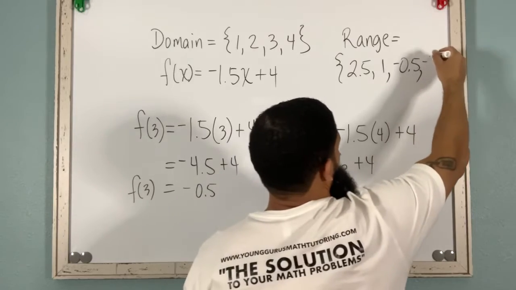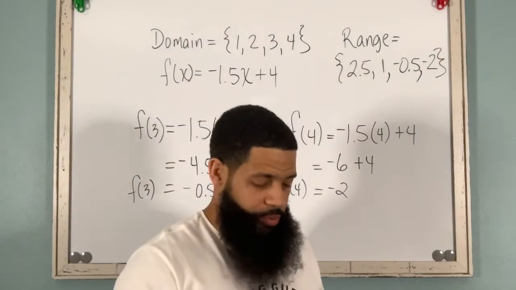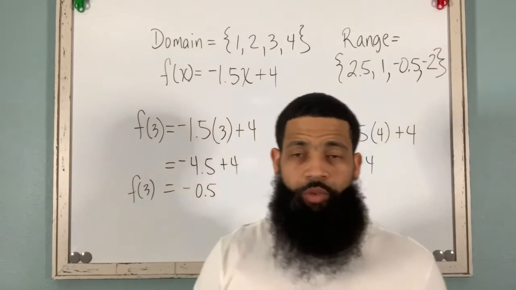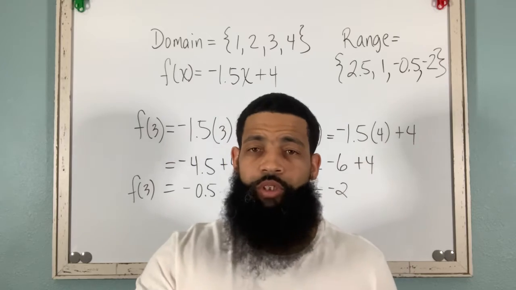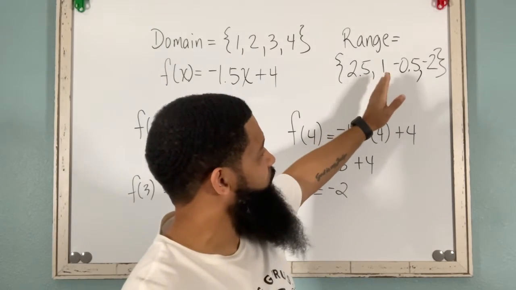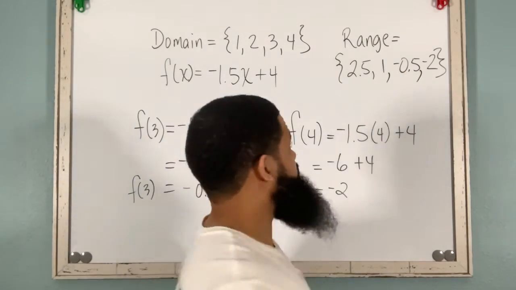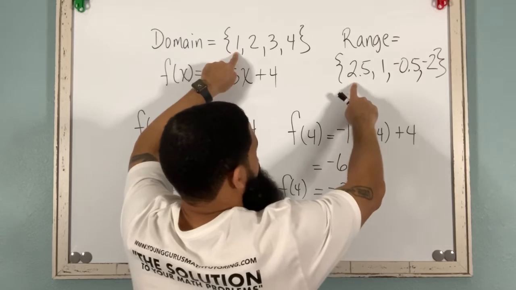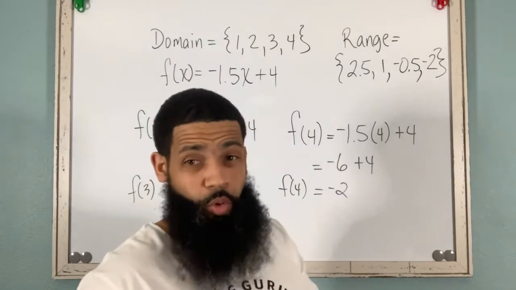So when I'm given this function, f of x equals negative 1.5x plus 4, and I'm given the domain values of 1, 2, 3, and 4, the corresponding range values are 2.5, 1, negative 0.5, and negative 2. And each domain value corresponds to a specific range value, which creates an ordered pair. All right?